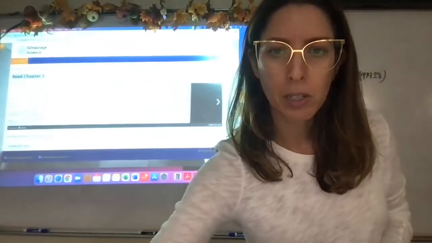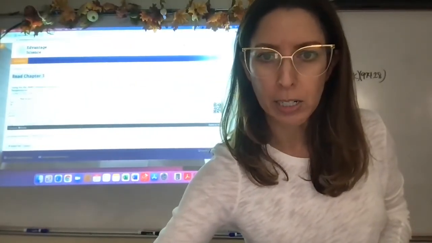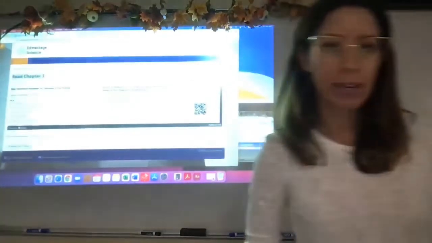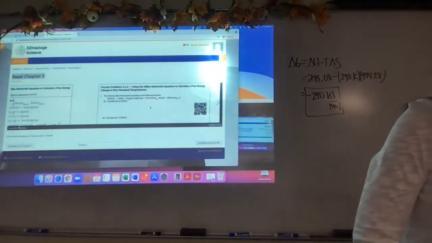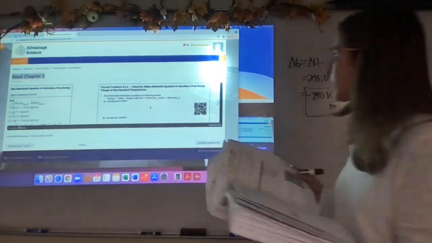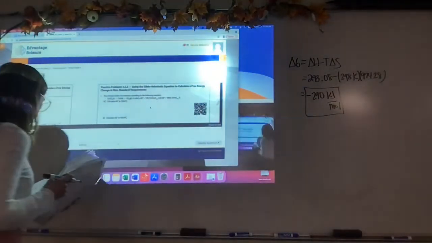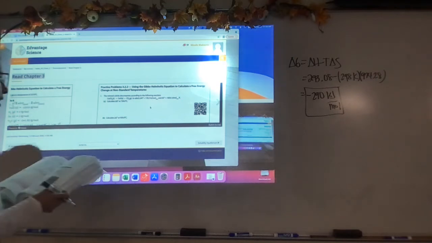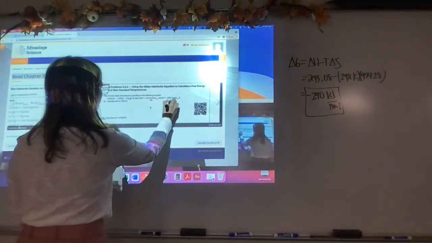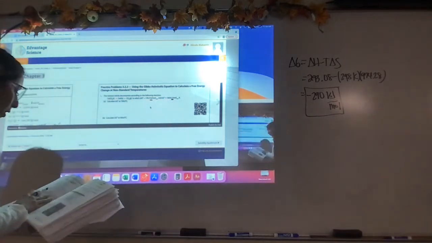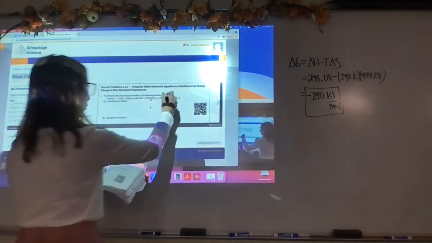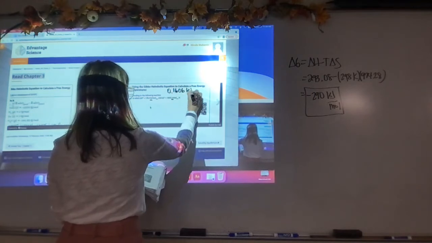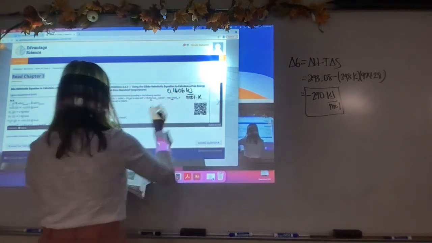If you take a look at the next page, I went a little too far, go to the practice problems. I want to look at practice problem section 3.2.2. So this is where we're dealing with the Gibbs-Helmholtz equation at non-standard temperatures. So here it says that we've got the mineral calcite decomposing. We've got our delta H and our delta S. Note that your delta H has kilojoules per mole. Your delta S has joules per mole. You've got to make sure that your units match. I'm going to convert this delta S to kilojoules by just moving the decimal. So it's 0.1606 kilojoules per mole times Kelvin.